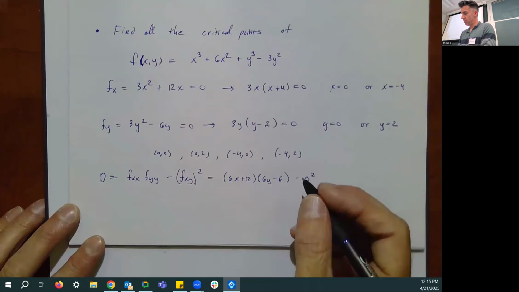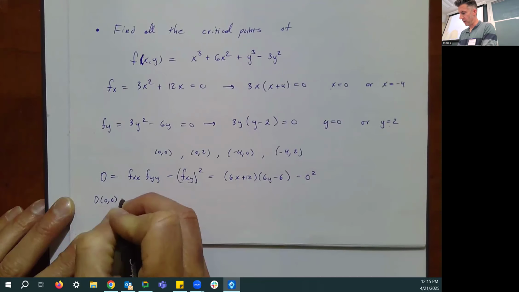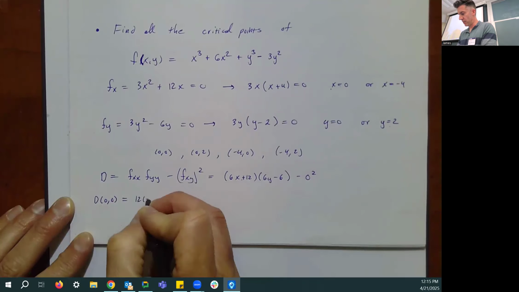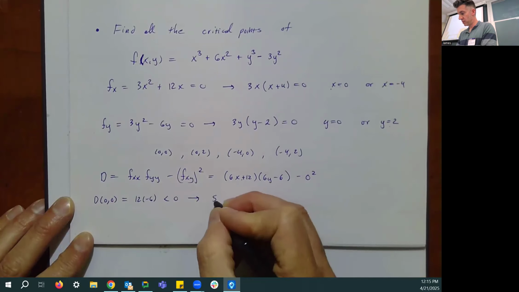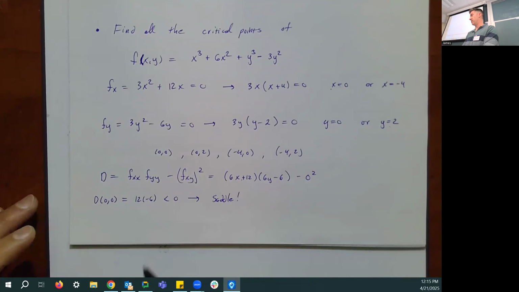So plugging in points, let's see what's happening at 0, 0 first. I plug in 0, 0, I'm going to get 12 times negative 6, which is negative, meaning it's got to be a saddle, right? That's because it's negative, and it's a saddle.